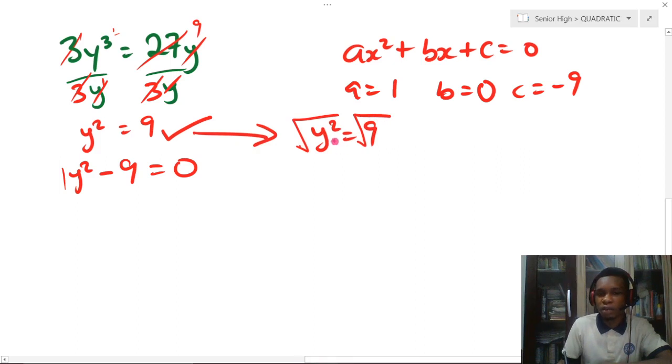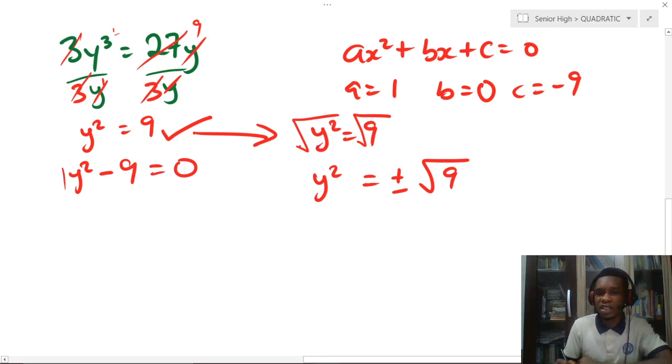Now notice something. Because I know that this y squared is a value that we are not sure is positive or negative, you must always say that whenever you're taking the square root of both sides, introduce plus or minus square root of 9. Now I will explain what I mean by this plus or minus, why I had to bring it in.